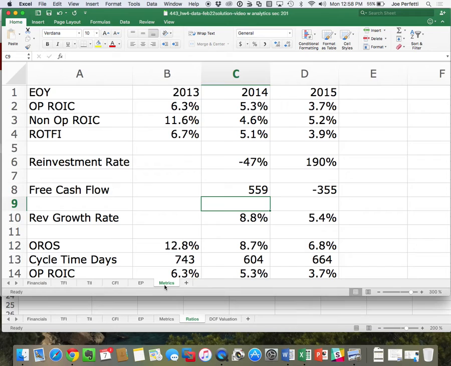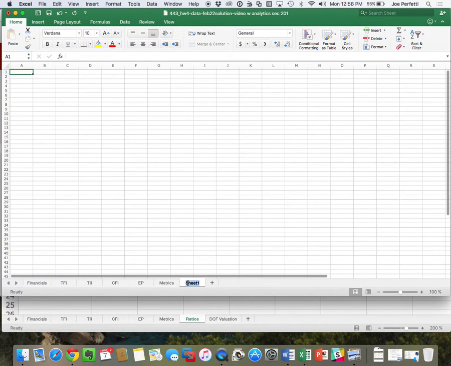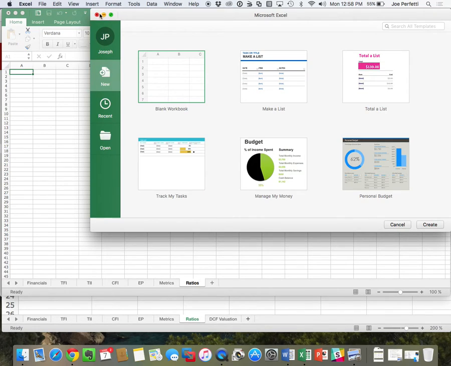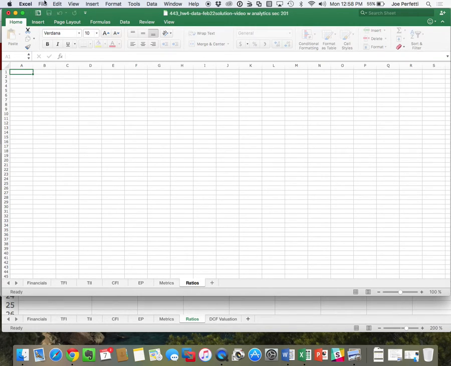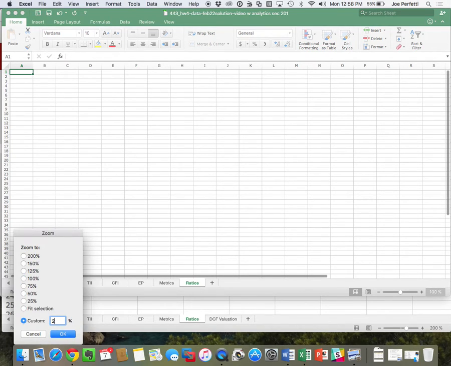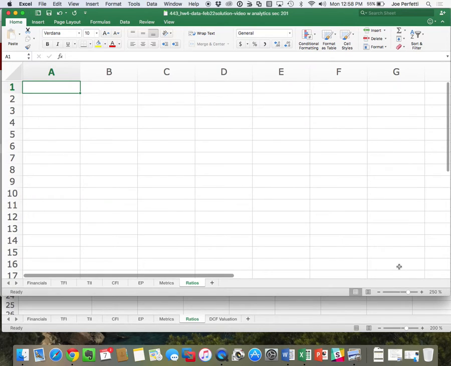So, process-wise, here's what we're going to do. We're going to start out by creating a new tab, and I'm going to call it Ratios. I apologize, but Excel has been acting up. All right, so let me make it a little bit bigger. So here's what we're going to do. Again, I'm going to shortcut some things that we'll be doing in more detail later, but just to help you.